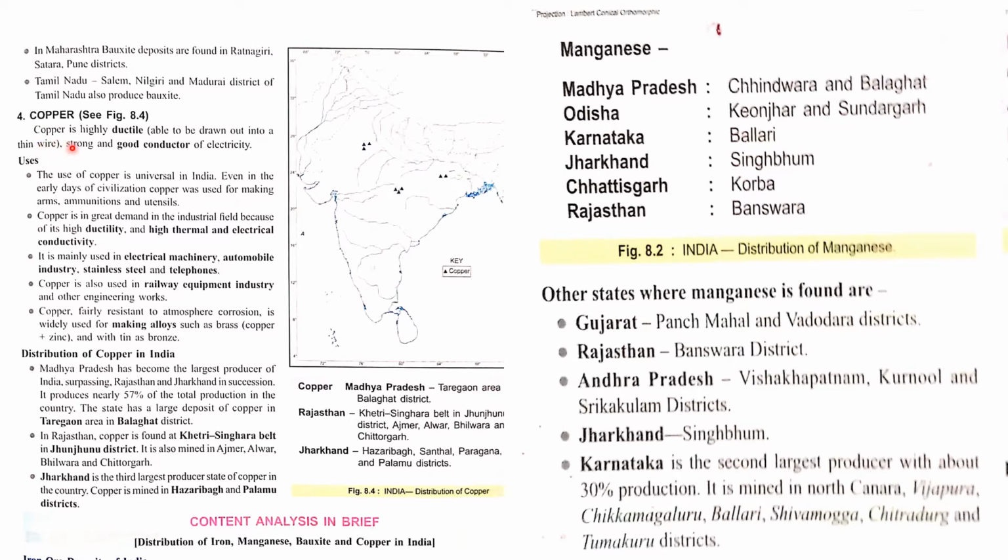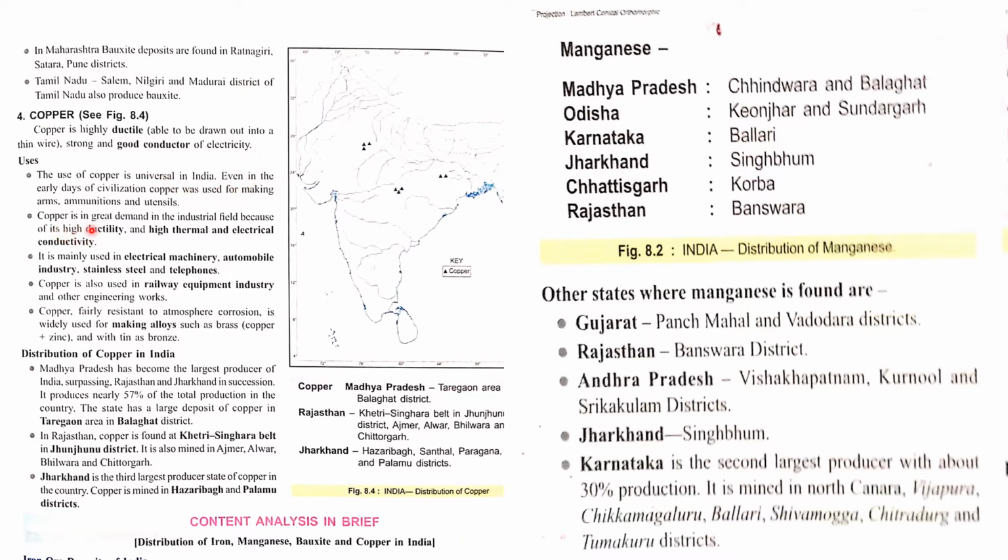Now copper is highly ductile and very strong and a good conductor of electricity. So it becomes your characteristics. Then the uses. The use of copper is universal in India. Even in early days of civilization, copper was used for making arms, ammunitions, and utensils. I don't have to tell you much about copper. You are very much aware. The wires in your house are all made of copper. Why? Because it is a good conductor of electricity.